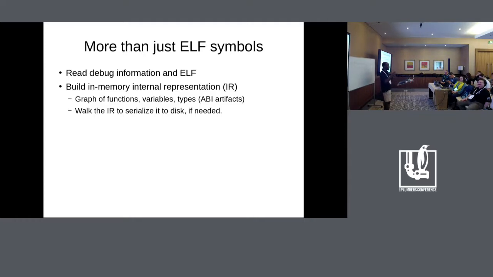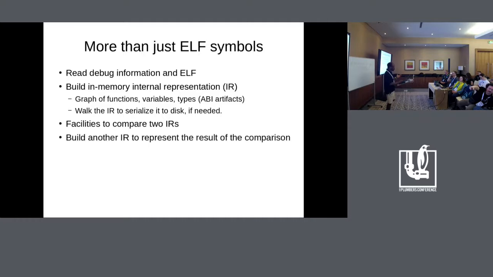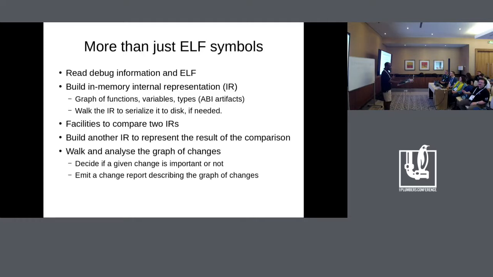That IR can be serialized to disk to save a snapshot of what the ABI is, but that is just if needed. We can also compare the IRs, because obviously we want to compare stuff, right? And the result of the comparison is not text. It's also an IR, an internal representation, that can be analyzed to decide whether the changes are worthwhile, or just walked to emit change reports, basically.